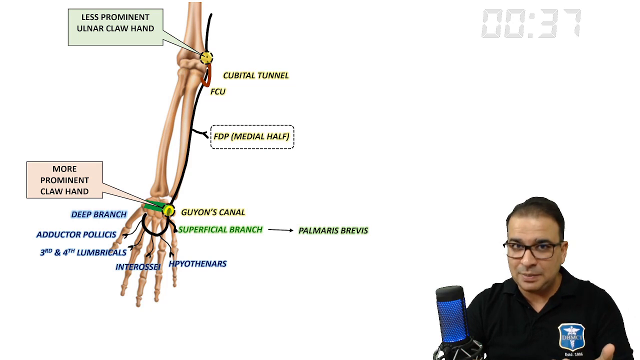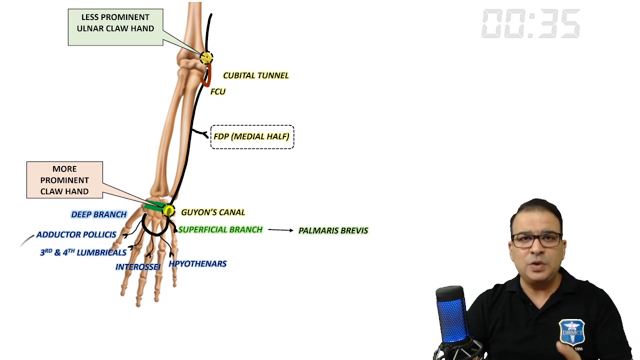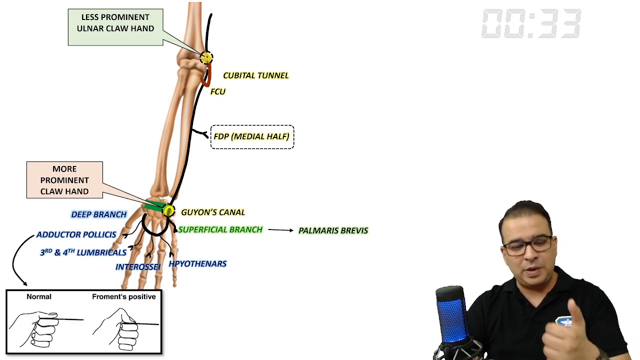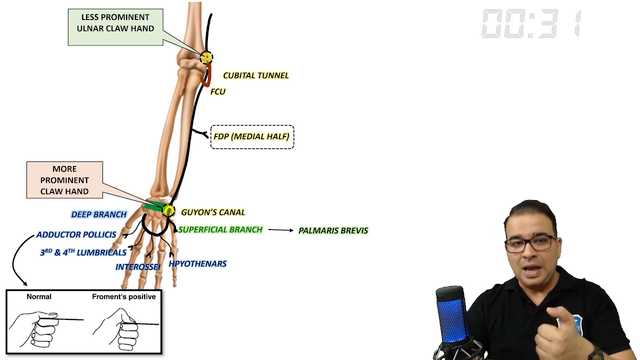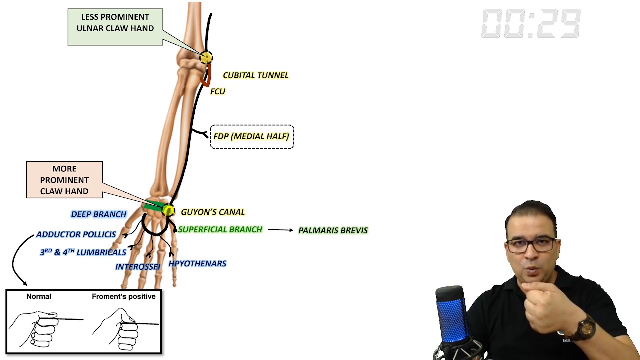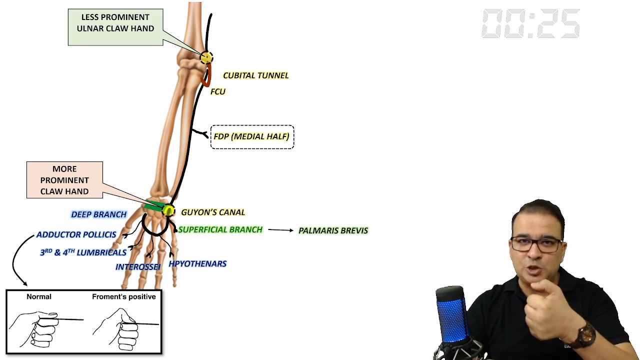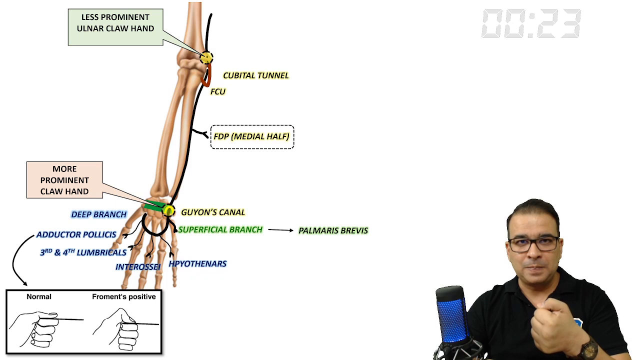Also, adductor pollicis power can be tested. The adductor pollicis muscle can be tested by Froment's test, in which the patient is asked to hold a piece of paper between the thumb and the index finger. And because adductor pollicis is not working, the patient will compensate by flexing the interphalangeal joint of the thumb to hold that paper.